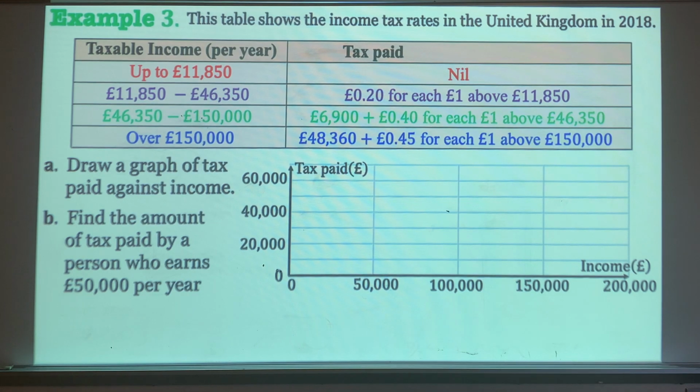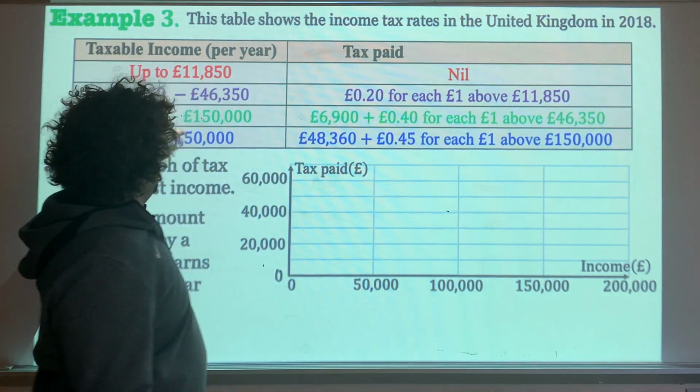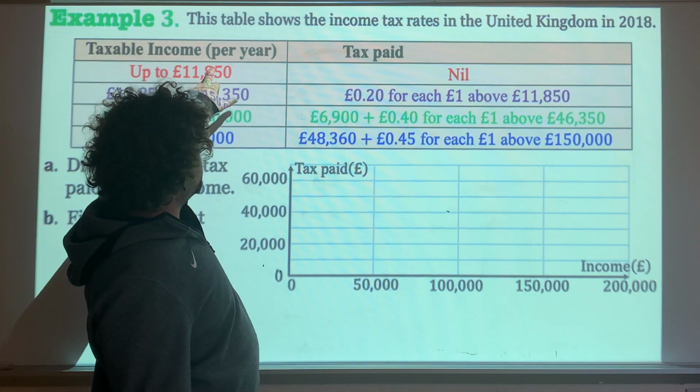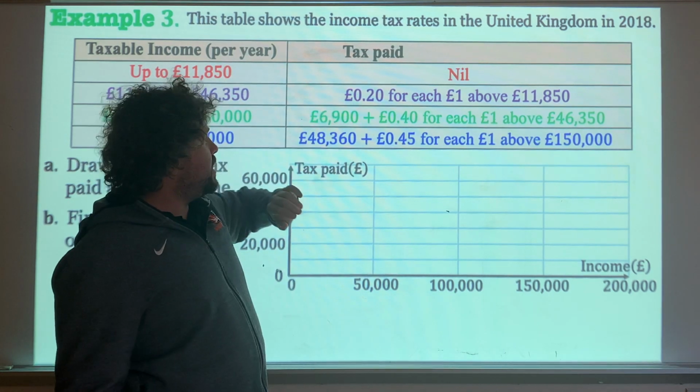Now, we're going to change things up a little. We're going to go into example number 3. This table shows the income tax rates in the United Kingdom in 2018. All right, now, why is this important? Well, it's not really important except to explain what we're going to explain. If you made up to 11,850 pounds, you didn't have to pay any taxes, nil. If you made between this much money, you paid 20 pence for each pound above this amount. So you didn't pay anything for your first 11,850. Every pound above that, you paid 20 pence for it.